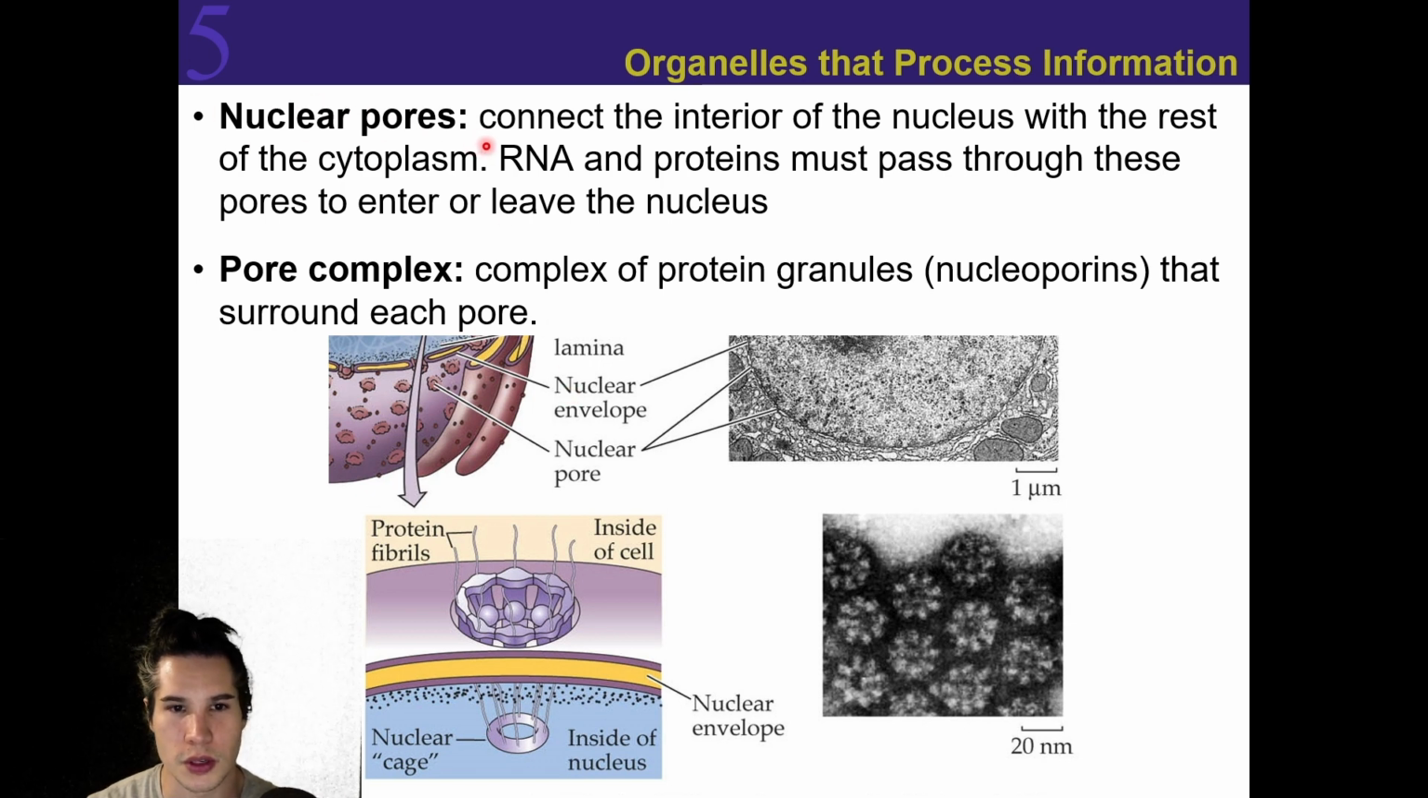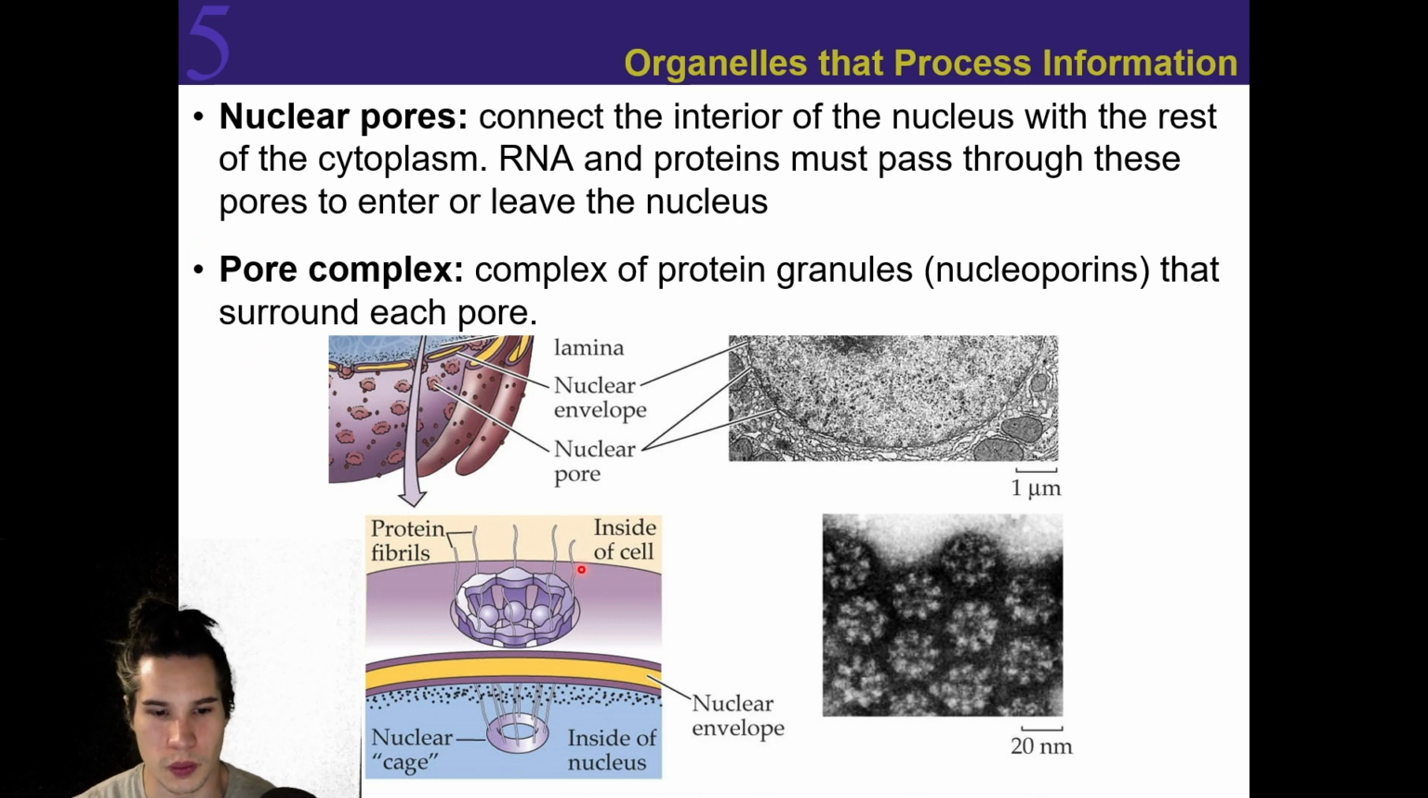So your nuclear pores, those are going to be the structures that help connect the interior of the nucleus to the outside of the nucleus, or the cytoplasm. So it connects the interior of the nucleus with the rest of the cytoplasm, and those holes, or pores, allow things to move into the nucleus or move out of the nucleus. So RNA and proteins must pass through these pores in order to leave the nucleus.